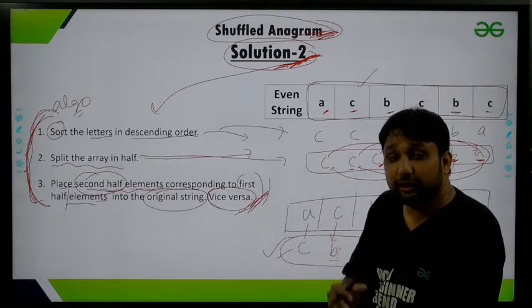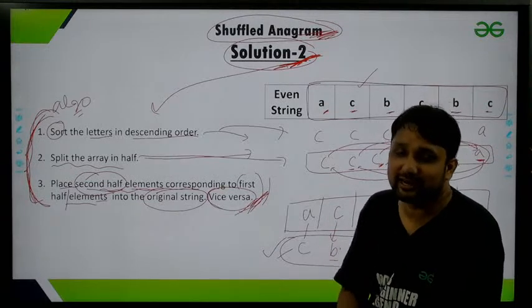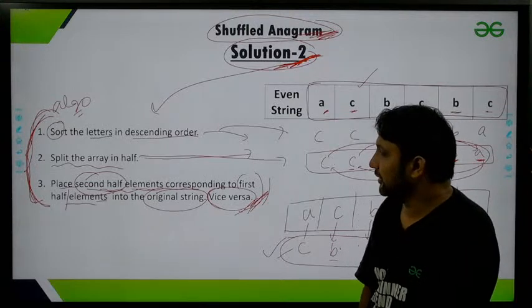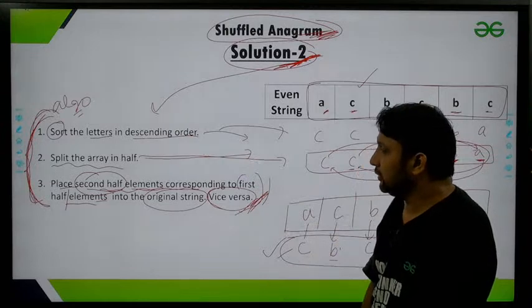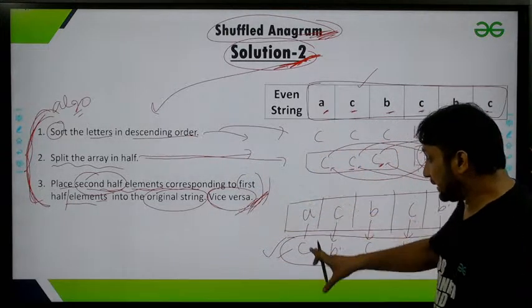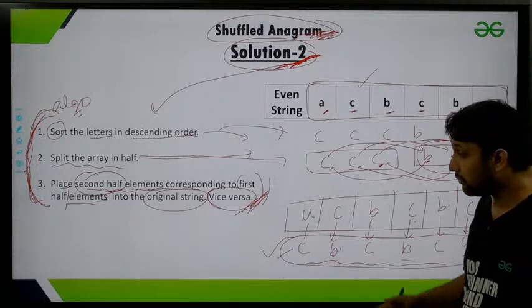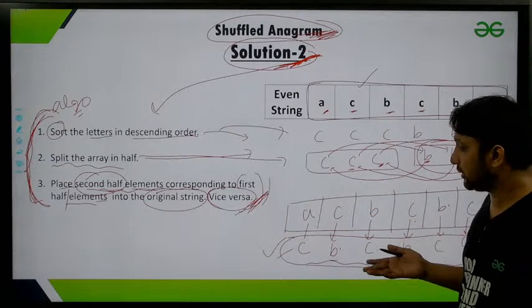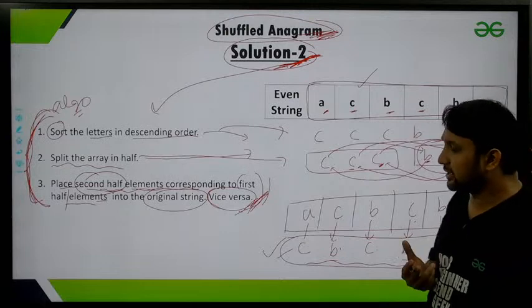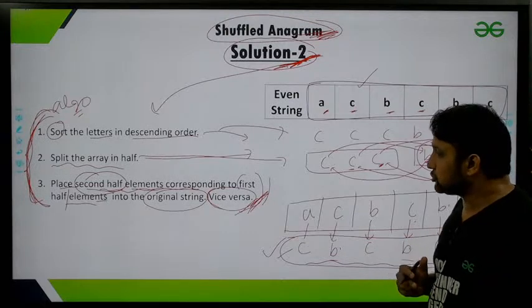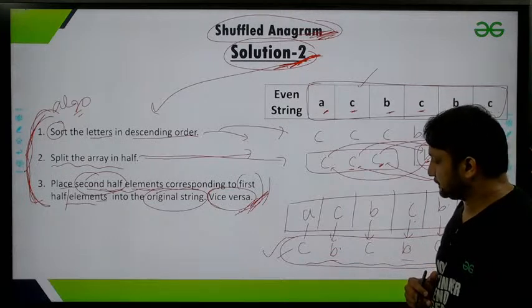You need to think how to think. That's the main point. You need to think how to think. Okay. So you have an algorithm with you. This algorithm is giving the right answer, giving us the shuffled anagram. But what is this algorithm actually doing? What is the logic it is applying? What is it trying to do? Can you find the intuition behind this algorithm?